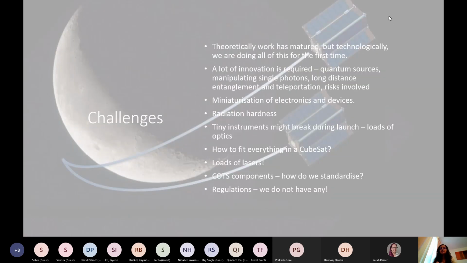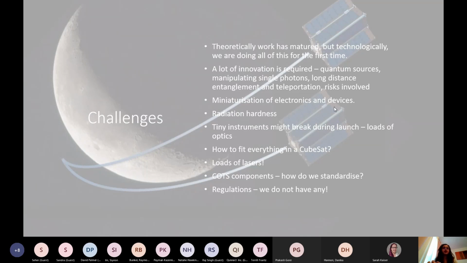The challenge with this is that theoretically the work has matured quite a lot, but technologically we're doing quite a lot of this for the first time. A lot of innovation is required. So in our case, we have to take a lab scale quantum source and go through various different iterations to make it this little. I don't know if people can see this, but it's as small as half my thumb, basically.